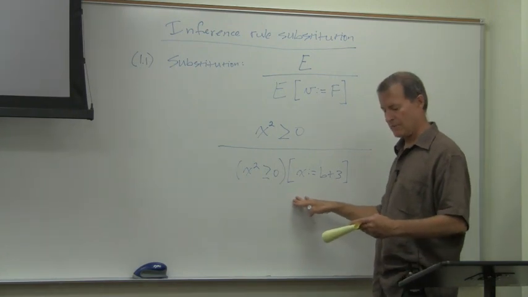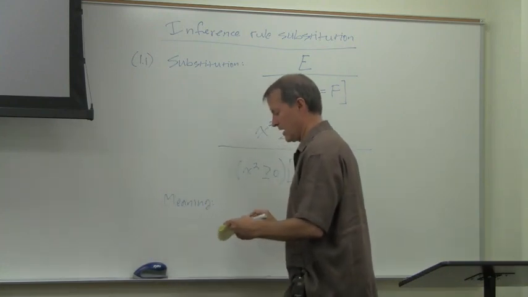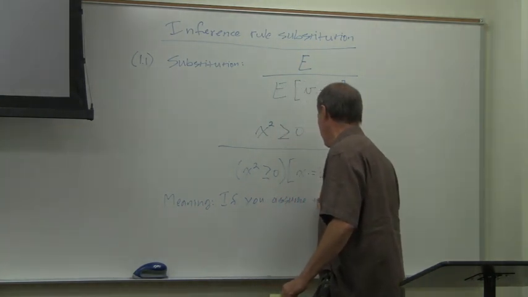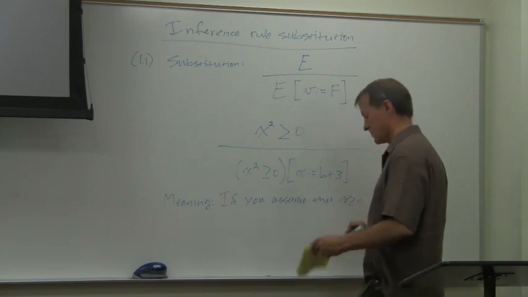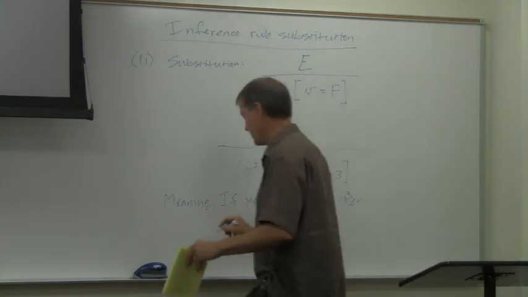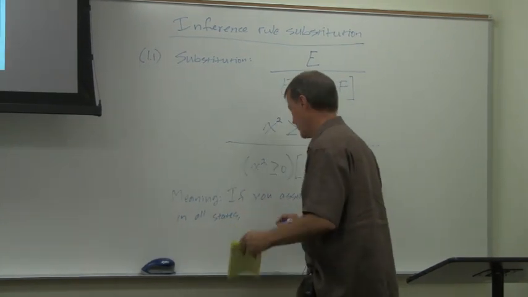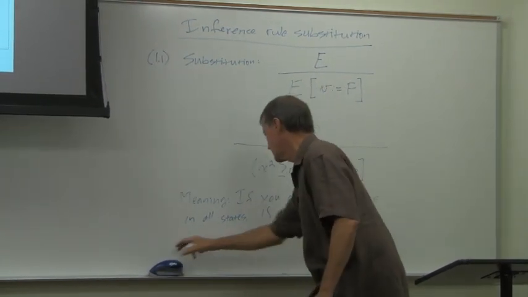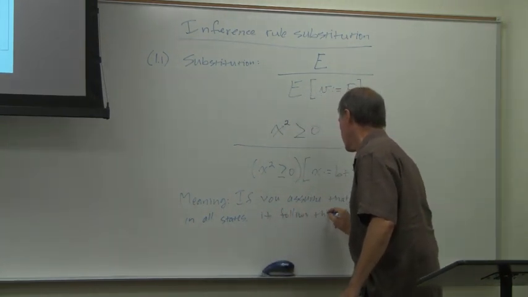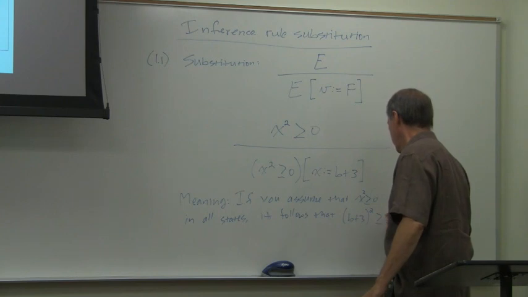Let me write out what this means. The meaning here is this: if you assume that x greater than or equal to 0, that x squared is greater than or equal to 0 in all states, it follows that b plus 3 squared is greater than or equal to 0.